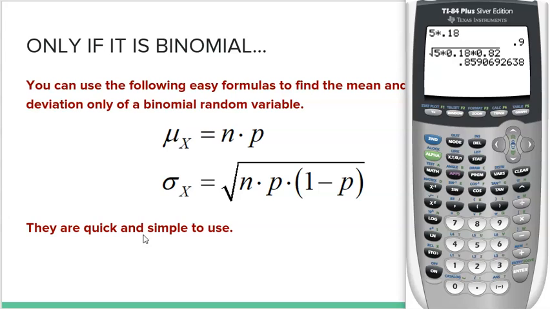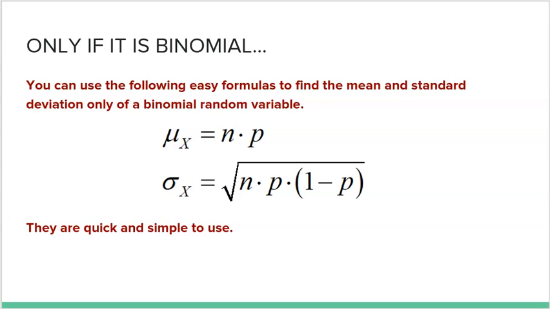These formulas are very quick and very easy to use. Highly recommend using them. You don't have to worry about using those long summation formulas. You don't have to worry about typing a whole bunch of stuff into the calculator. Just follow the formulas and they're very, very easy. All right, so that's really what the point of this video was, finding the parameters of a binomial model. There's the mean, there's a standard deviation. Use these formulas, but please, you can only use them if you truly are binomial.